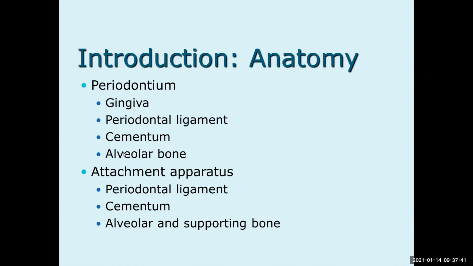Okay, so let's go into the introduction of what the chapter is, and this is the anatomy, and you've had all of this before. So we've got the periodontium, and the periodontium is divided into the gingiva, your PDLs, cementum, and alveolar bone. That's the periodontium. But the attachment apparatus, look at this, it's the PDL again, the cementum again, as well as the alveolar and supporting bones. So these double dip.